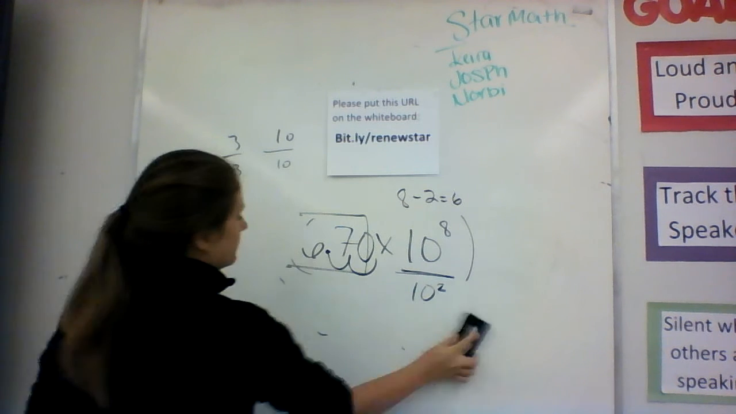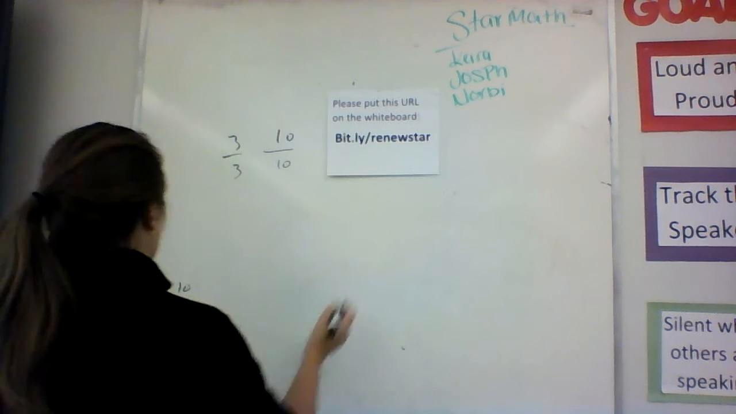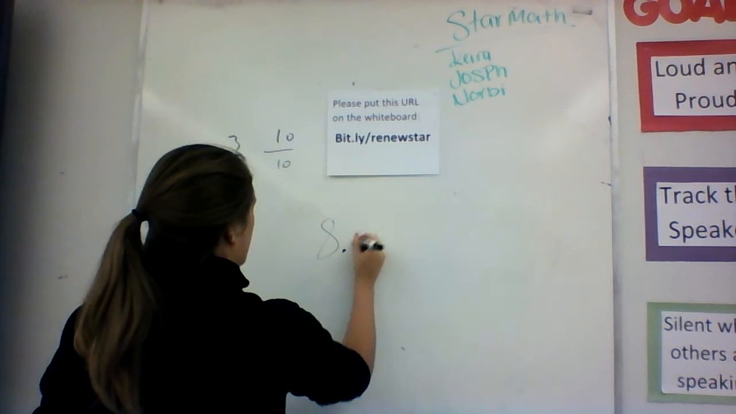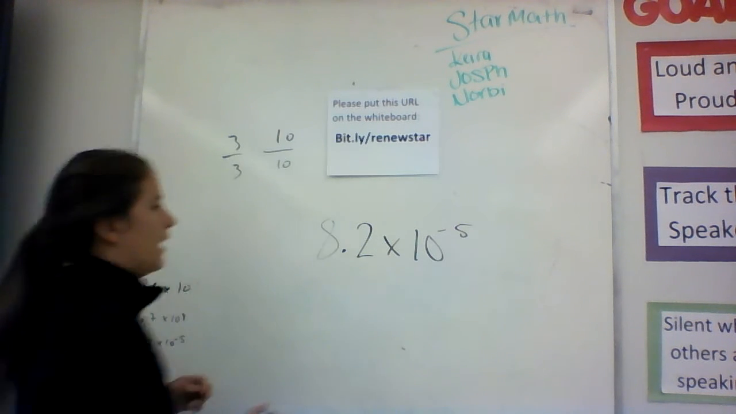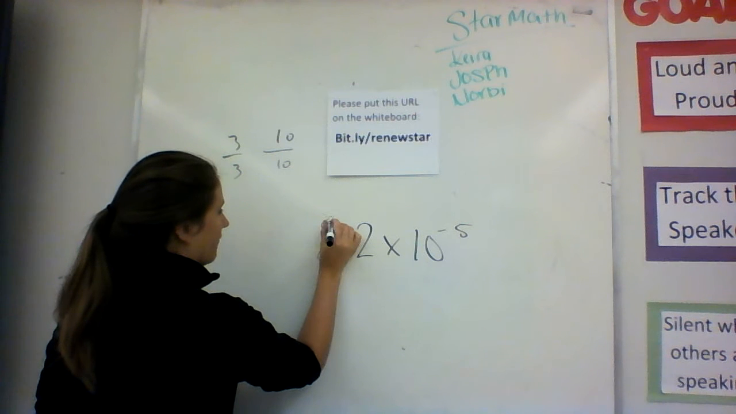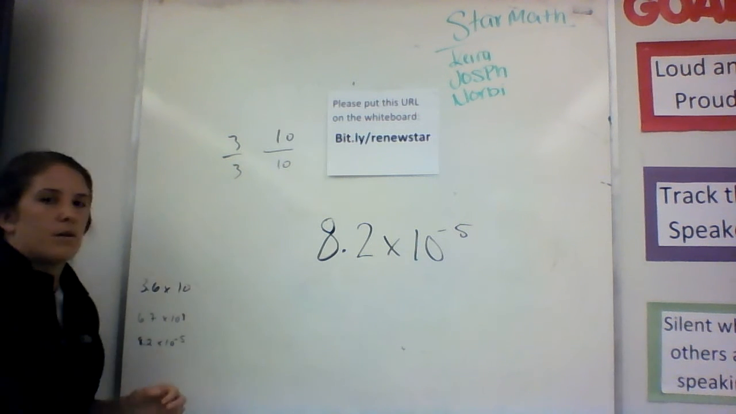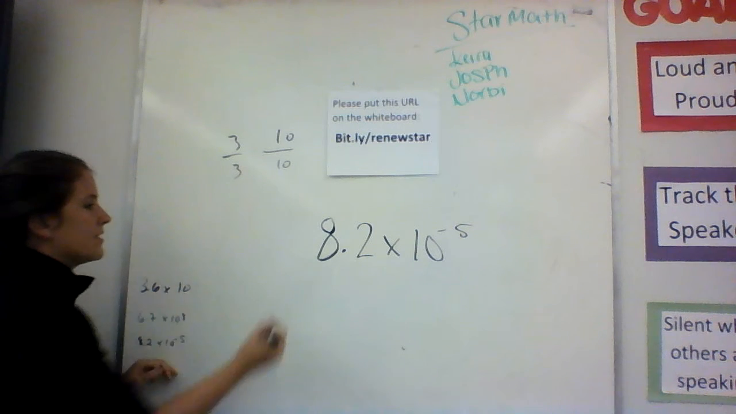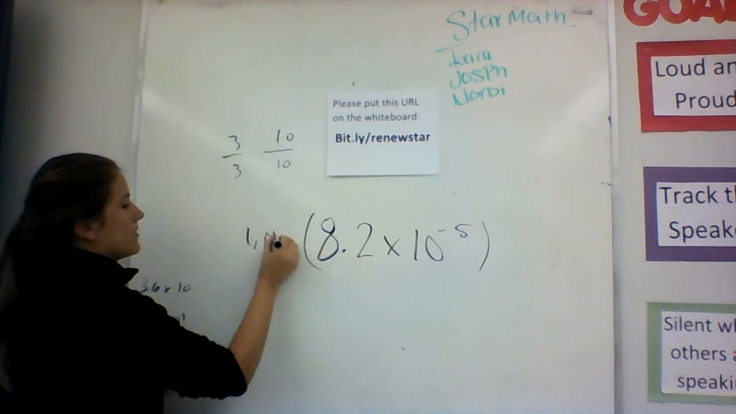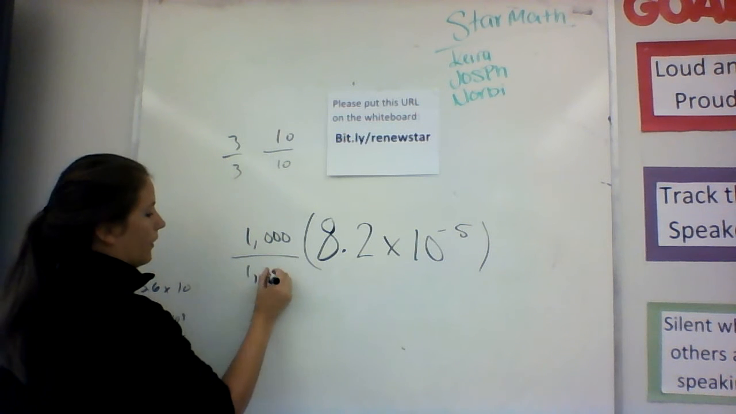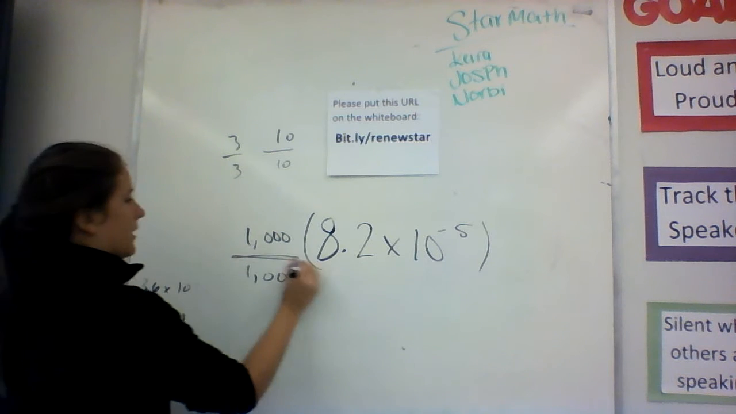Last one. I have 8 and 2 tenths times 10 to the negative fifth. I'm going to manipulate this number. It's going to have the same value, but it's going to look a little bit different. This time I'm going to multiply it by 1, but I'm going to multiply it by 1,000 over 1,000. Let's start with the multiplication piece.